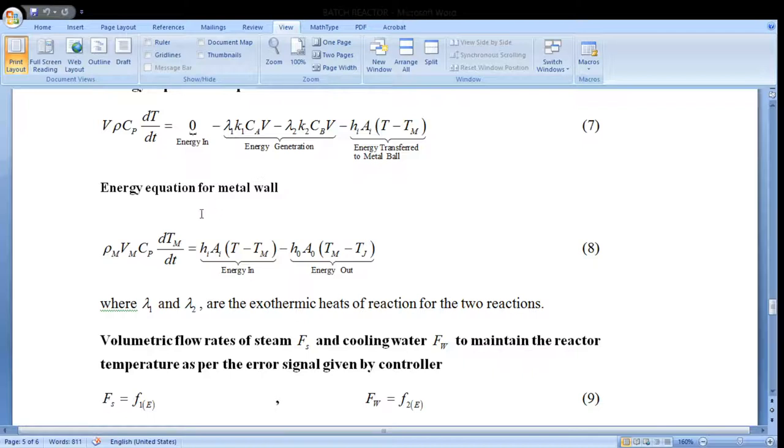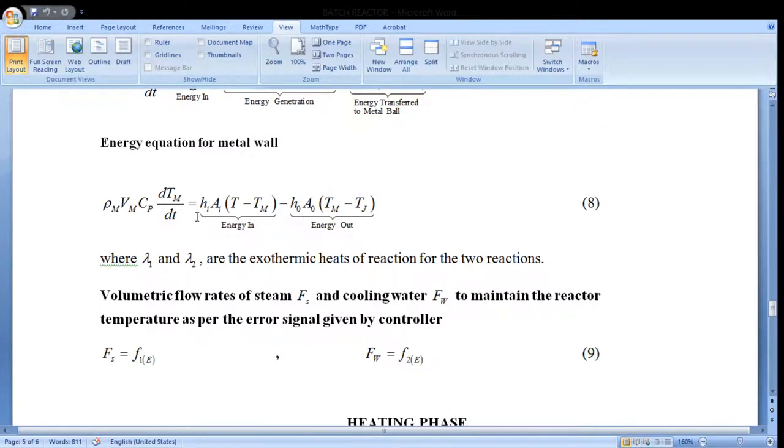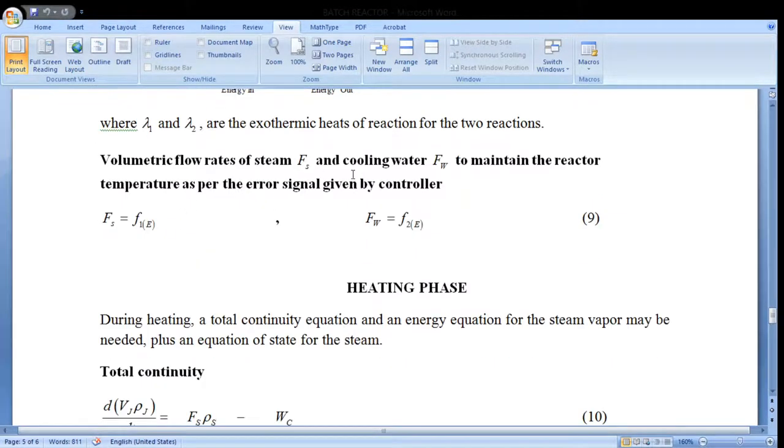Now the energy equation only for the metal balls. So this is the energy accumulation within the metal ball. Here is the energy in from the reactor, and this is the energy out from the metal ball to the jacket. So lambda 1 and lambda 2 are the exothermic heats of reaction of the two reactions. Now the volumetric flow rates of steam and cooling water are just to maintain the reactant temperature. So they will be given by controller functions, some control equations for steam and cooling water.